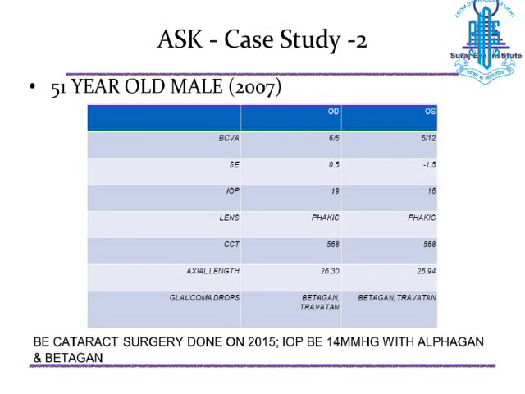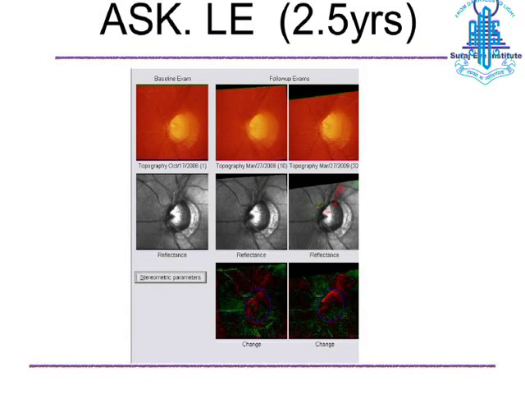This is another case of a 51-year-old male who came to us in 2007, and we've been following him up. His axial length is about 26, 27 in both eyes, and he's been on betagan and travatan actually. He underwent cataract surgery on both eyes in 2015. Intraocular pressure now is 14 millimeters of mercury with using both alpha agonists and beta blockers. And this is the left eye.